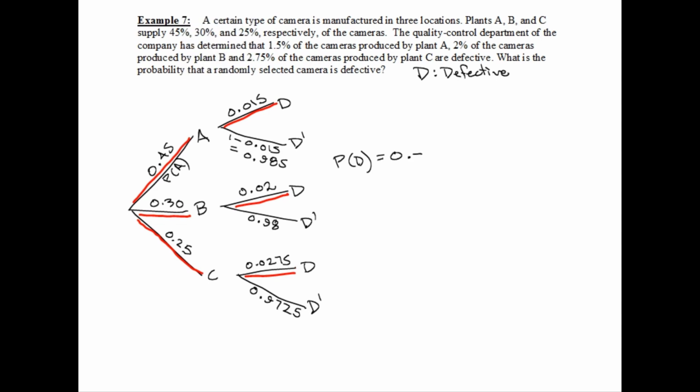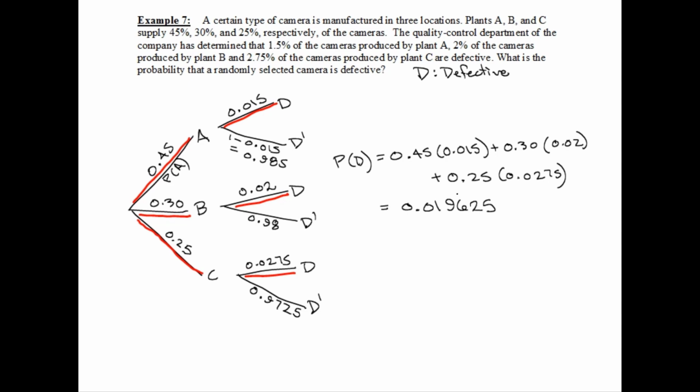So 0.45 times 0.015 plus 0.30 times 0.02 plus 0.25 times 0.0275. So punch all this into your calculator, add them all up, 0.019625. That's our answer.